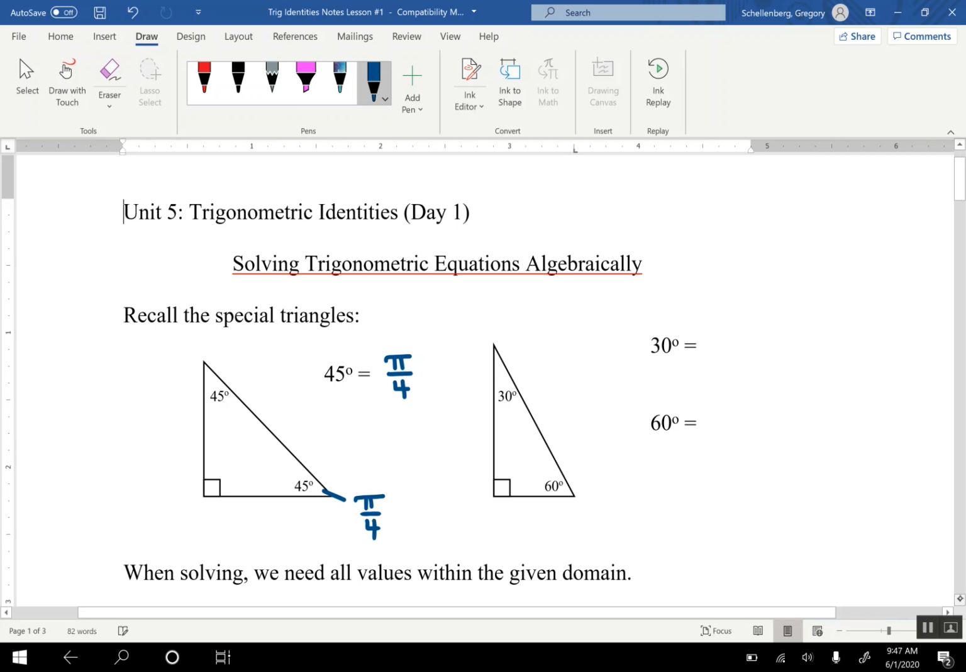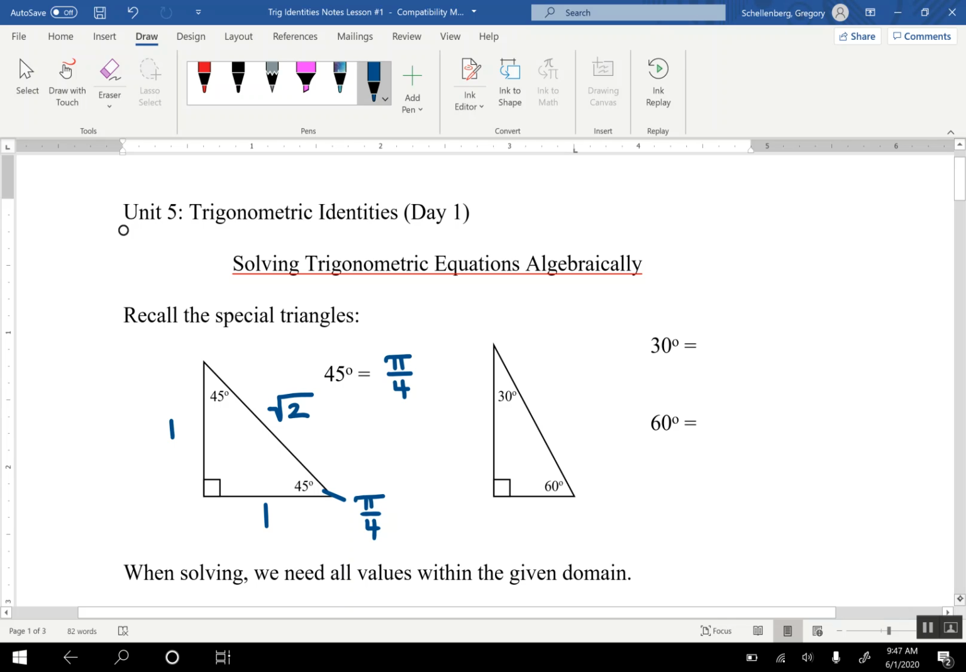And so the side lengths of this special triangle, it's an isosceles right triangle. So sides opposite equal angles are equal. So we've got side lengths of 1, 1, and then by Pythagoras, the square root of 2.